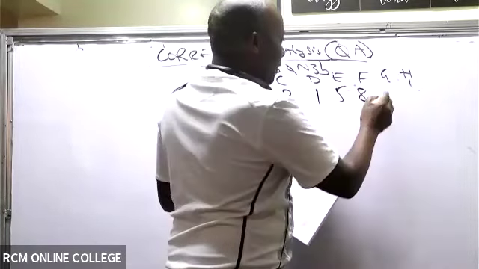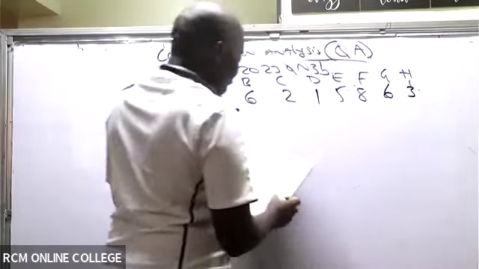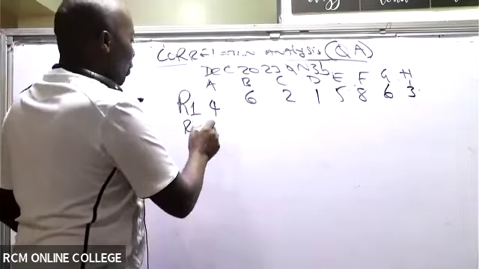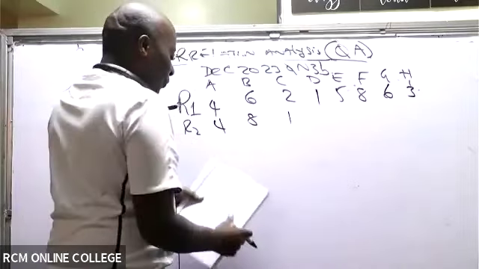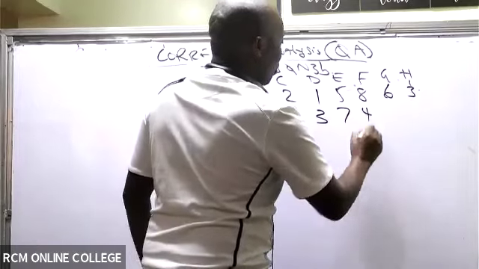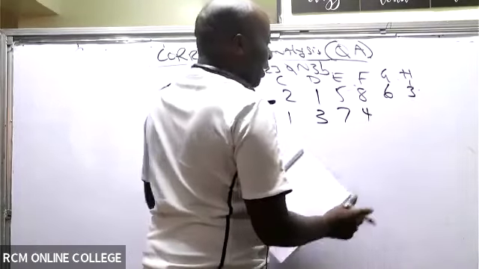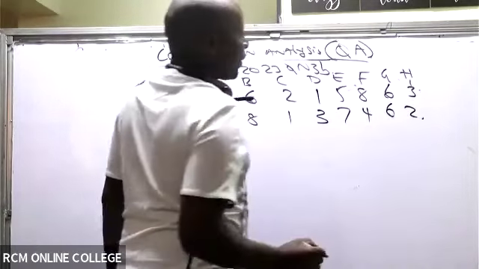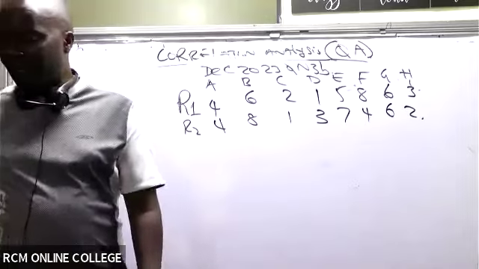462, 162, 158, 158, 158. Then we have 63, then 63. And then we have rank two: 481, then 374. Then we have, ladies and gentlemen, 62, like that. 62. So that is what they have given to me, ladies and gentlemen.